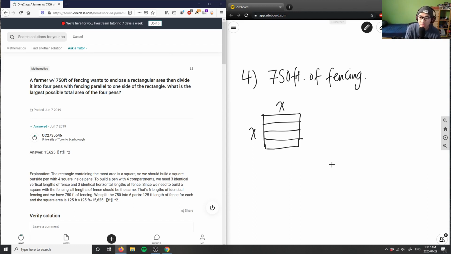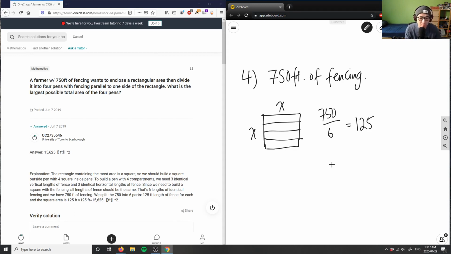So if I have 750 feet of fencing, again, I have six individual parts here. So I'm going to divide 750 by six to get 125. Good. 125 feet here, which is going to be parallel to the side length, right? Because if I know that this is 125 here, my x would equal 125, because again, there's the same length for my sides.